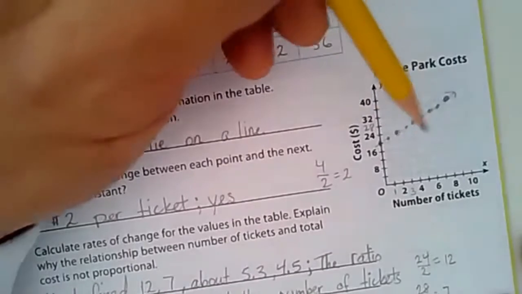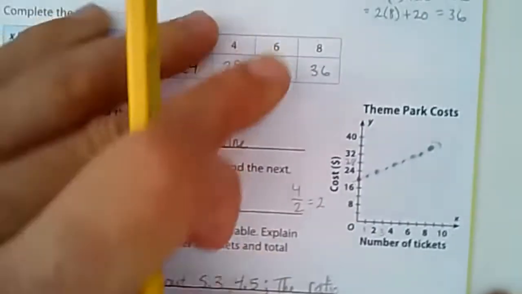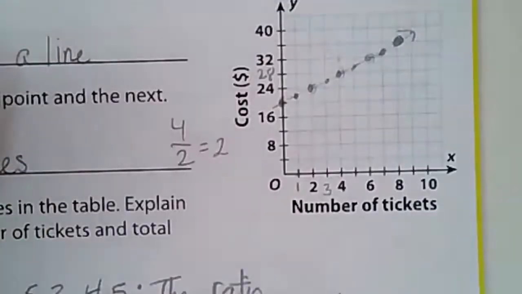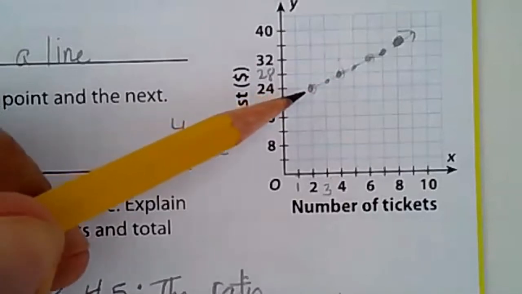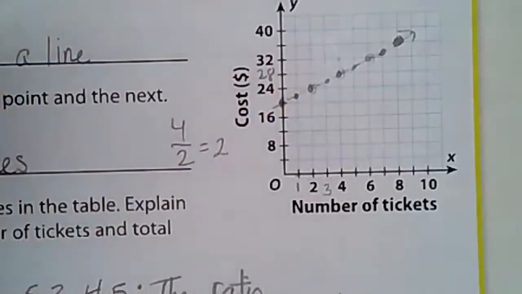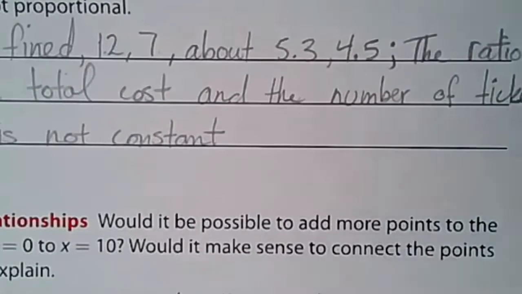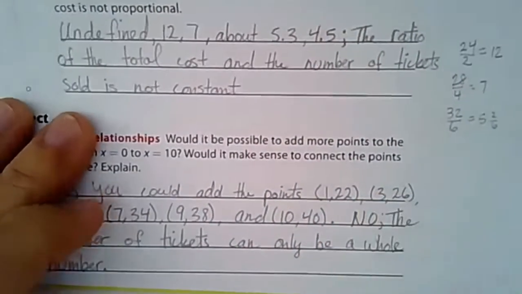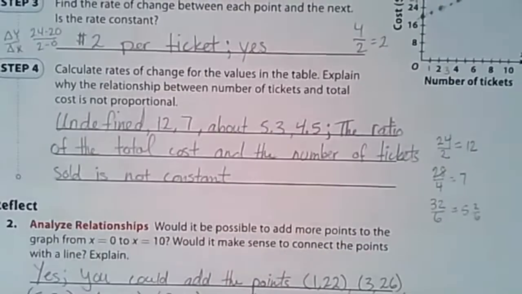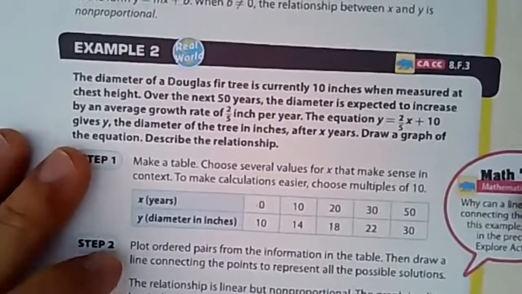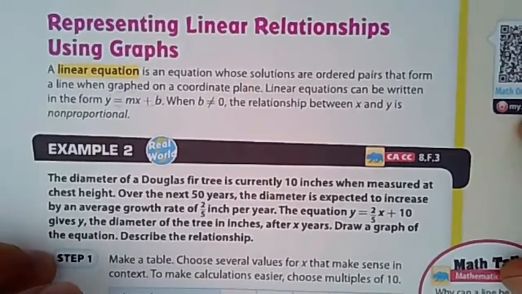No, I would not connect this with a straight line right there, because a straight line would mean that you would have data in between these points here. Like you would have a half ticket, or you would have 1.5 tickets, or 2.3 tickets. No, you're only going to have the number of tickets here. So here, the number of tickets can only be a whole number.